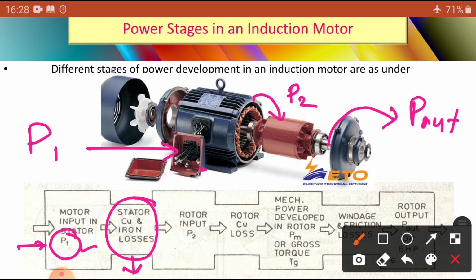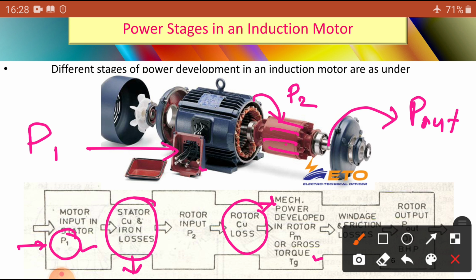This rotor input supplies the rotor copper losses, because the rotor also has winding copper bars in a squirrel cage induction motor, and three-phase winding in the case of the wound rotor. So the current also flows through the winding, hence we have to subtract those copper losses in the rotor. After that, what will happen? The total net mechanical energy is developed in the rotor, or we can say the gross torque.